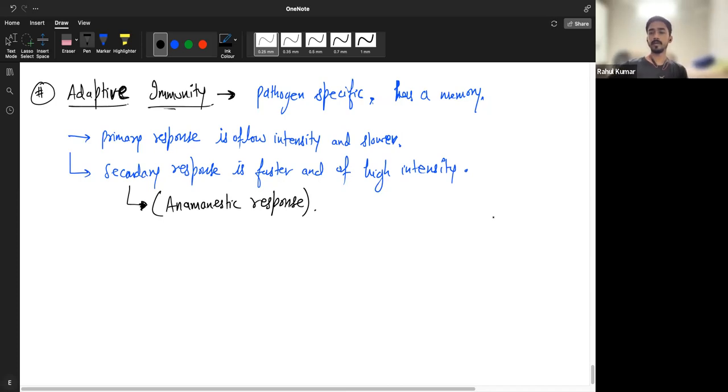But what is common between both primary and secondary response in our adaptive immunity is what causes these responses, which players are driving these responses. So in secondary, this kind of adaptive immunity is also known as humoral immune response.